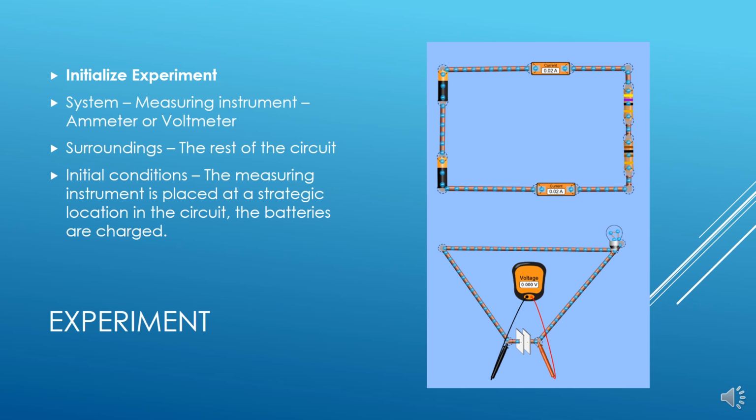To initialize this experiment, the system was defined as the measuring instruments, namely the ammeter and the voltmeter. The surroundings were the rest of the circuit, and the initial conditions were that the measuring instruments were placed at a strategic location in the circuit and that the batteries are charged.